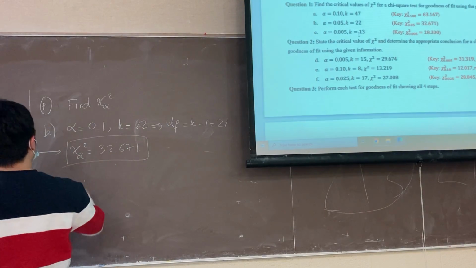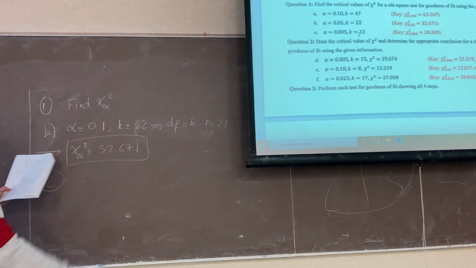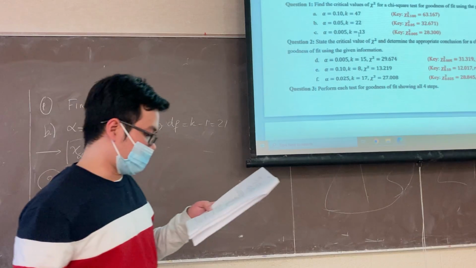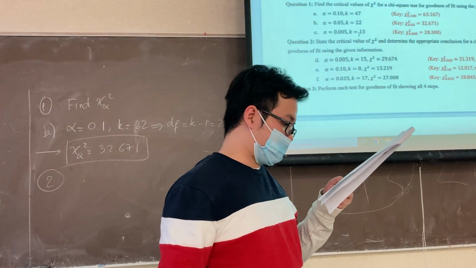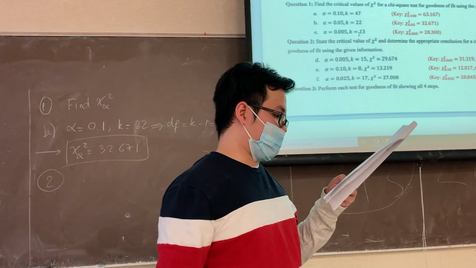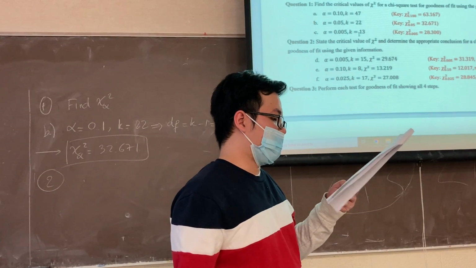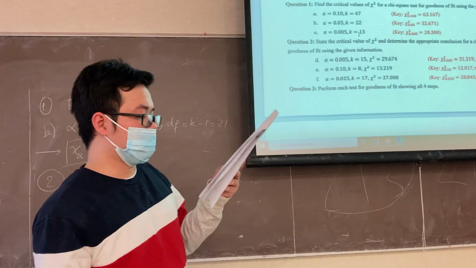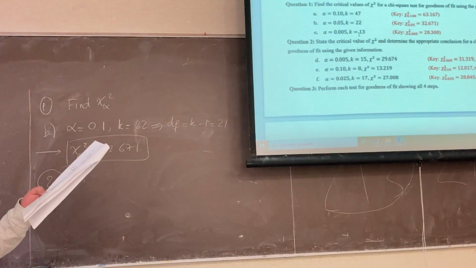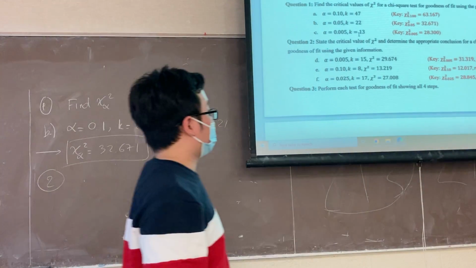Now we move on to question 2. Question 1C is similar, so we don't need to care about it. Question 2: state the critical value of chi square, that means chi square alpha, and determine the appropriate conclusion for a chi square test for goodness of fit using the given information.